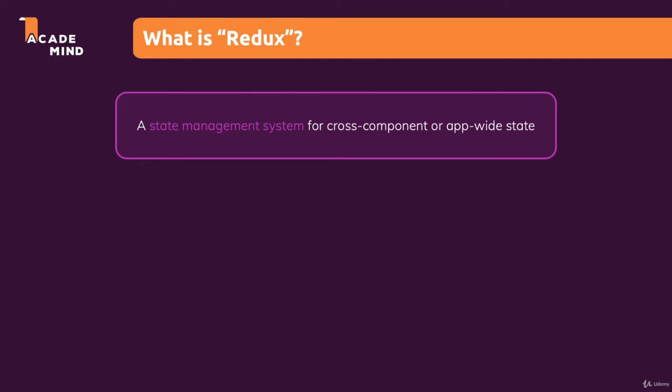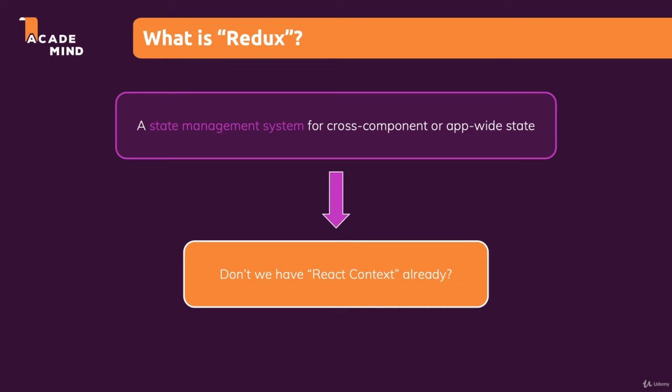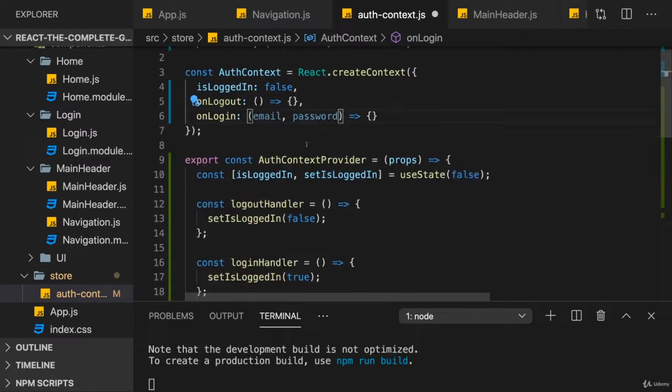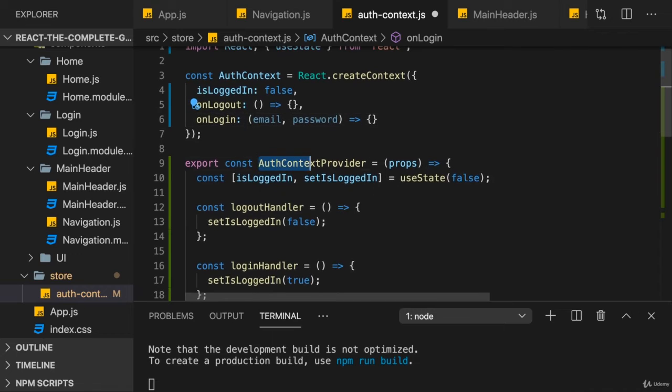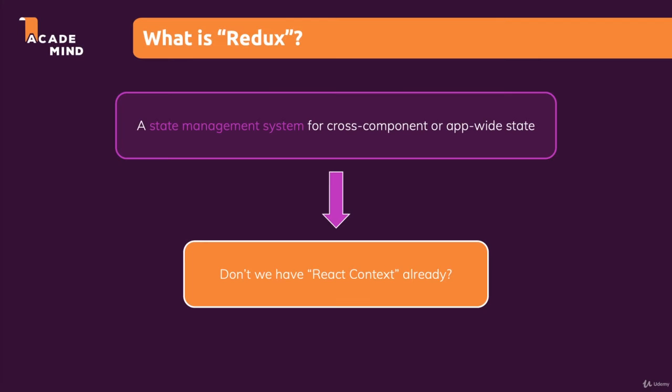So Redux is a state management system for cross-component or app-wide state, as we learned. And of course, we can then ask ourselves, but don't we have React Context for that already? React Context is a concept and a feature we already learned about, and which we already used a lot in this course, because it also allows us to avoid prop chains or prop drilling, and instead we can have a central place, our context and the context provider component, which we use for managing state. So why do we need Redux?